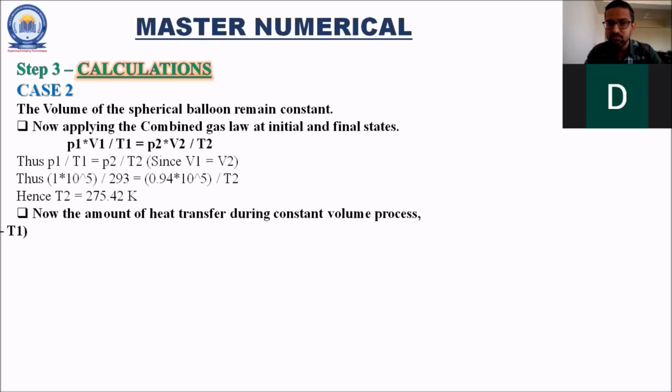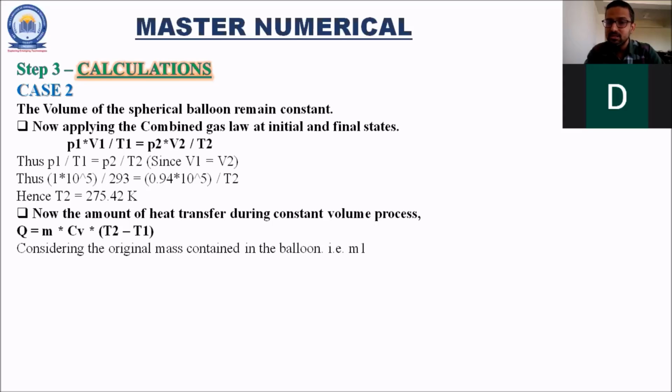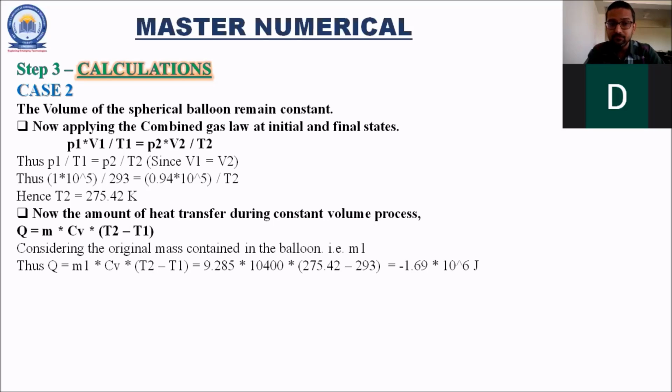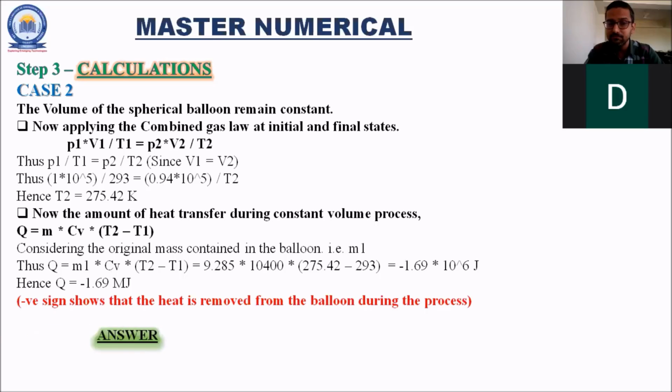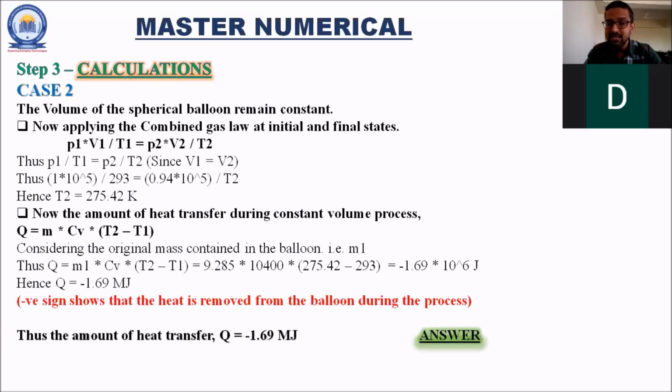Now the amount of heat transfer, that is Q is equal to mCV (T2 minus T1). Considering the original mass, because we need to consider the original conditions of the hydrogen gas which is filled in the balloon, we will be considering the mass, that is M1. So Q is equal to M1 into CV (T2 minus T1). Substituting all these values, we are getting the answer Q is equal to minus 1.69 megajoule, negative sign, the same comment. Thus the final answer Q is equal to minus 1.69 megajoule.